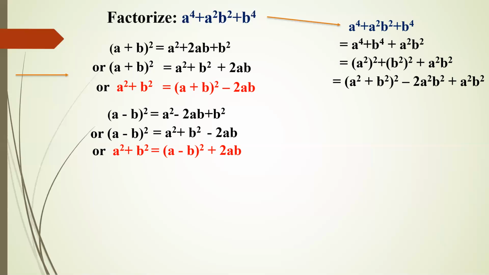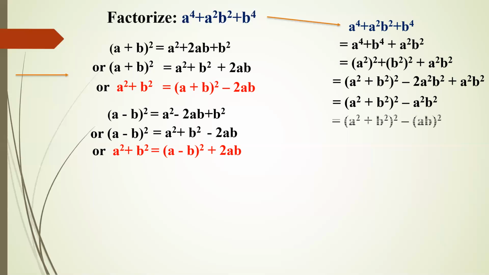Then it will read like this: a square plus b square whole square, that is a plus b whole square, then minus 2, a means a square and b means b square, so minus 2 a square b square. Then the last term plus a square b square as it is, right? Now let's simplify the like terms, a square b square and a square b square. What do we get? We get a square plus b square whole square, then minus 2 a square b square plus a square b square. See, if we subtract, we get just minus a square b square, right?